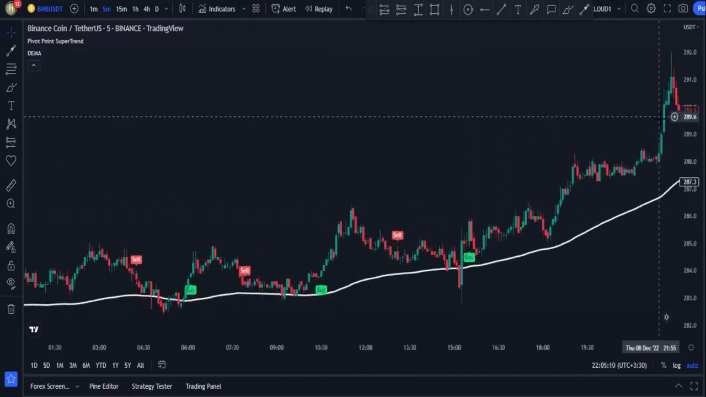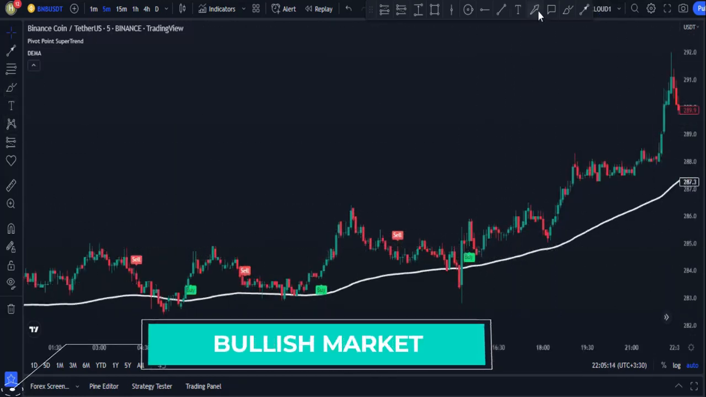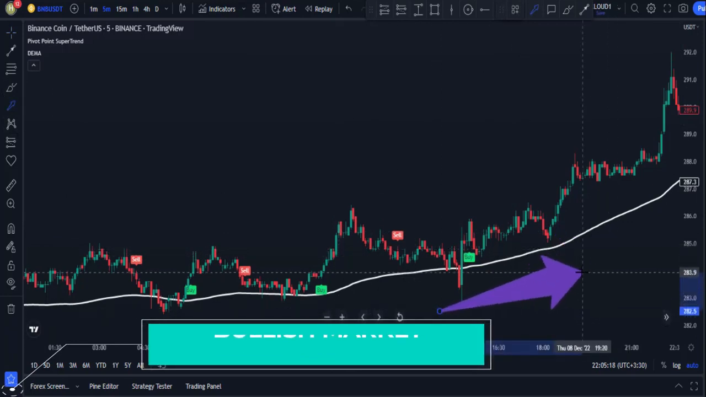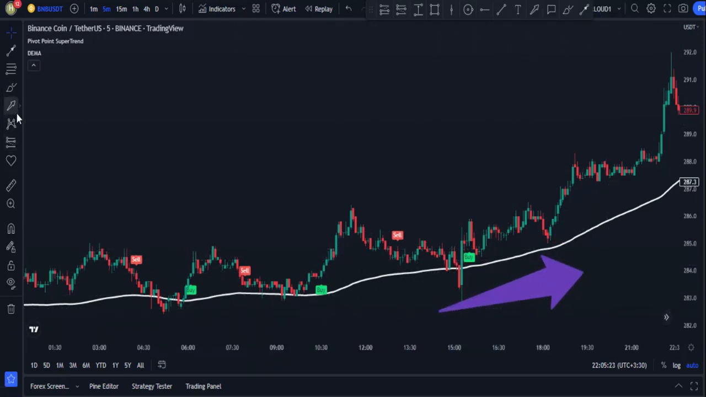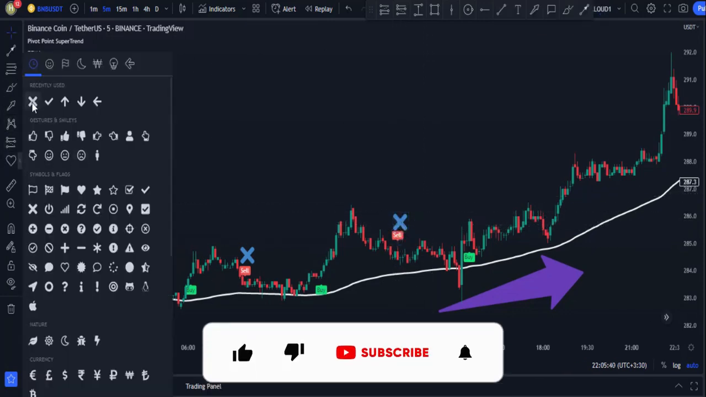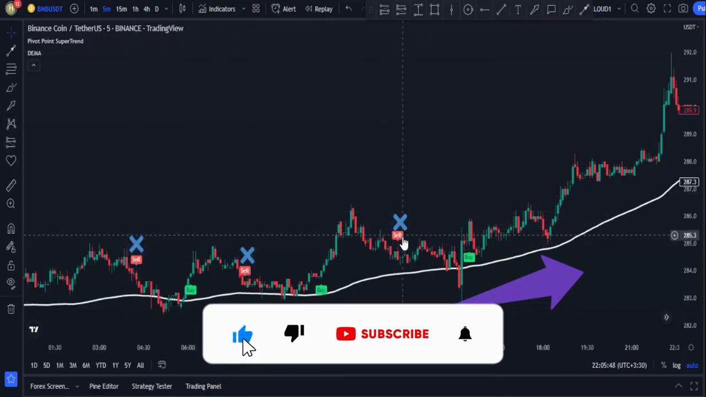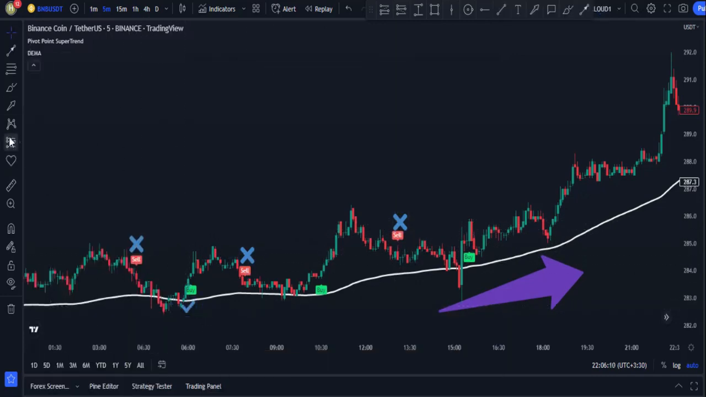In this example, we are in a bullish market because the price action is above the DMA line. So all these sell signals would be fake signals, and the double EMA perfectly filters out these false signals. And all these buy signals are valid.